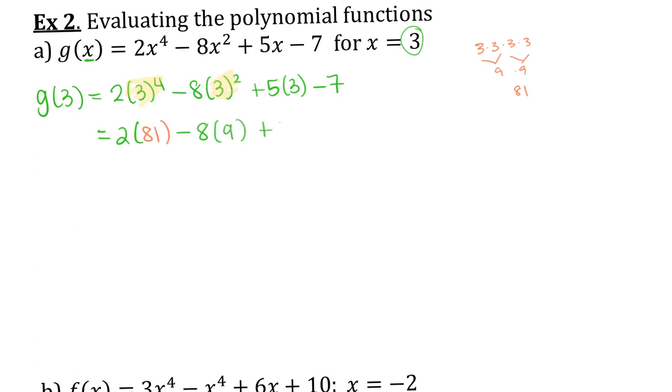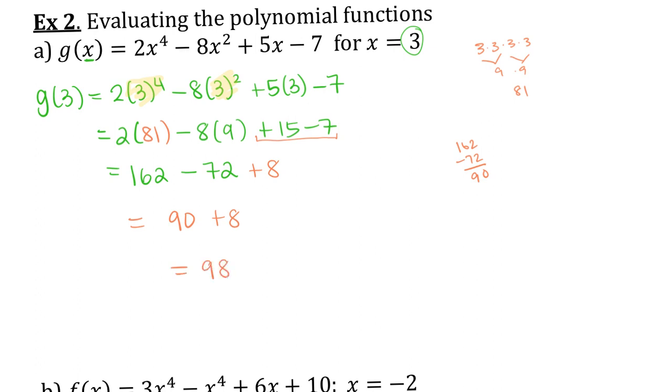Now, since there's no exponents on these last ones, I can go ahead and evaluate them. 2 times 81 is 162, minus 72. Okay, 15 minus 7, if you would like to do this now, you can. Just be really respectful of your signs. Positive 15 minus 7 is positive 8. What's 162 minus 72? Let's subtract it. That's 90. So 90 plus 8 is 98. Your work could be slightly different as long as you're doing the exponents first. And we got the same result.